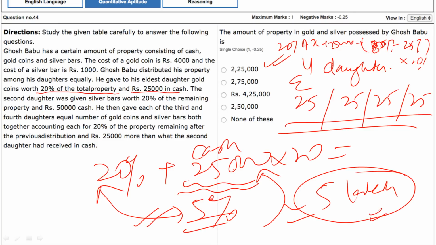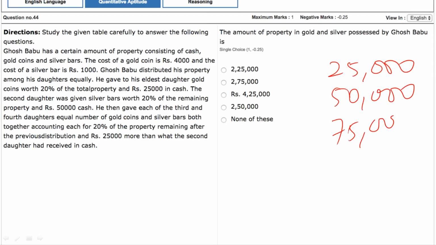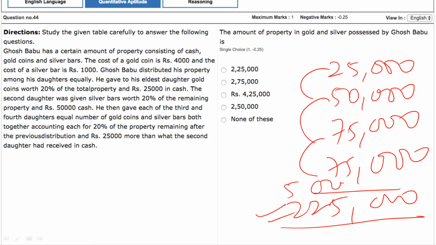Let us see the amount now, and we have also seen how much money was distributed. First one got 25,000 cash, second one got 50,000 cash, the next one got 25,000 more than the previous, and the fourth one also got the same. So this is 150 plus 50 plus 25, which is 225,000, that is 2,25,000. This is the total cash. Now the gold and silver will be how much? Subtract from 5 lakh. As simple as that. So this will be 275.